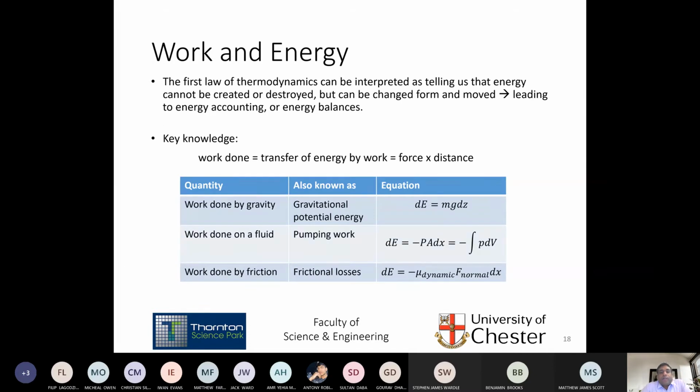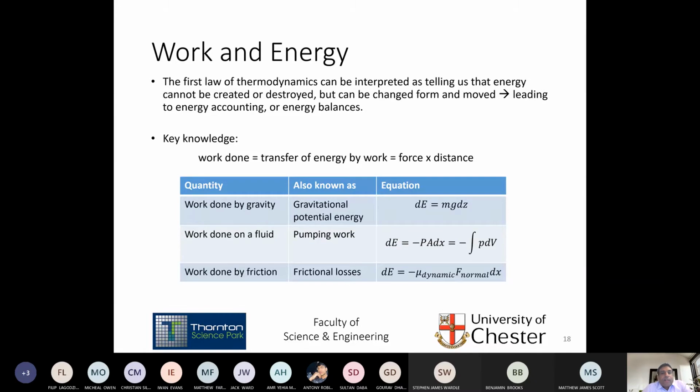The next concept that we studied at level 4 was work and energy. The work and energy concept is similar to the first law of thermodynamics. The first law of thermodynamics tells us that energy is neither created nor destroyed, but it can change form and move. So we can carry out energy accounting and energy balances. It is this same principle that is also applied in dynamics, and it helps us solve many dynamics problems.